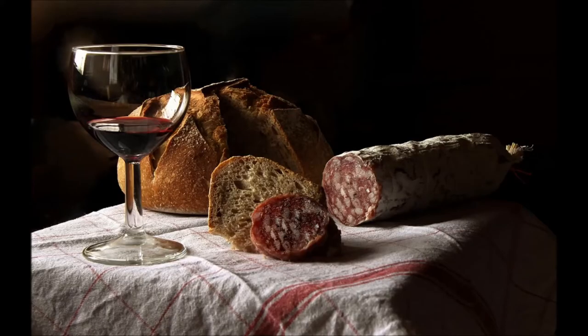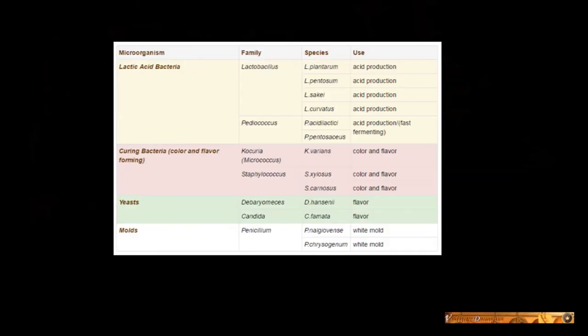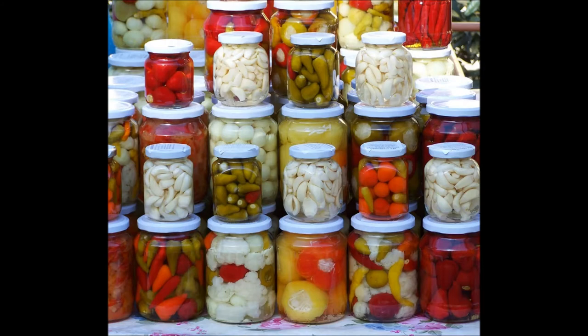Seen here are two familiar products, bread and wine. What you may not realize is that preserved foods like salami and yogurt are related to yeast. Yeast and fermenting creates an environment that is inhospitable to other microorganisms such as E. coli and Salmonella, and every culture and society has embraced this differently.